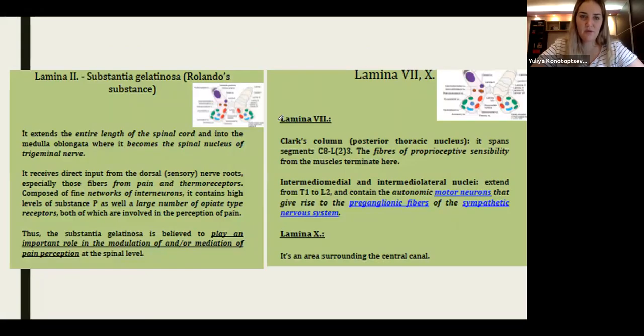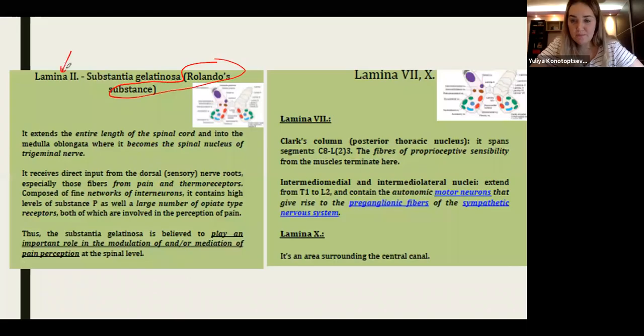Where did I write it? I didn't write it. Oh, I wrote it. There you go. Rolando's substance. So lamina number 2 contains substantia gelatinosa, but this substantia gelatinosa contains Rolando's substance.